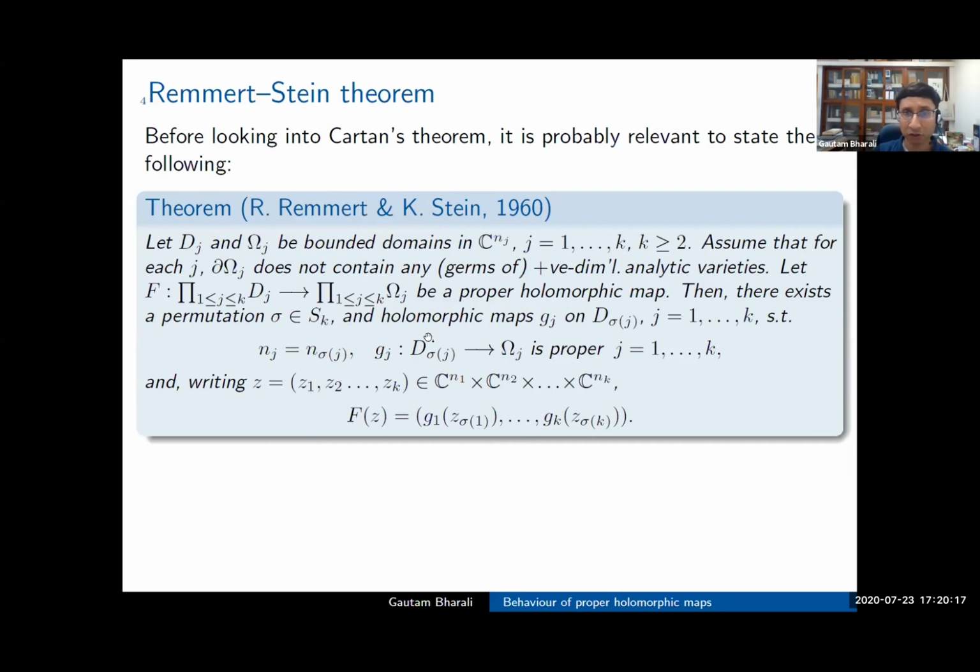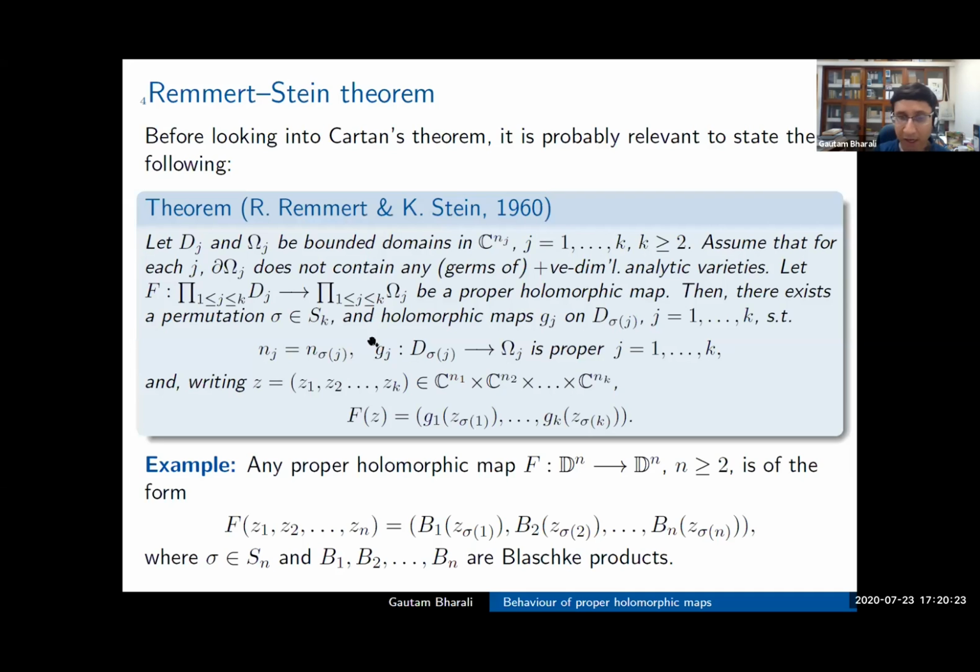So that's the general structure of a proper holomorphic map between Cartesian products. And then probably more illustrative than this theorem is this example. Consider the unit polydisk. Any proper holomorphic self-map of the unit polydisk of dimension 2 or more is of this form.